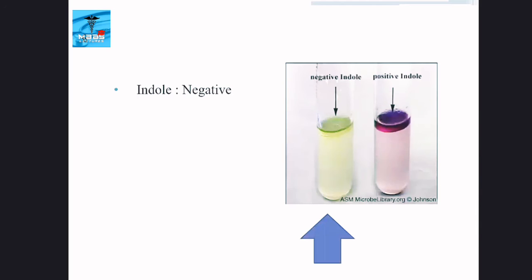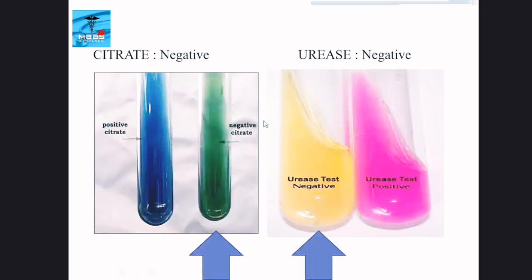Then about biochemical reactions. We get the indole test negative, so the purple ring is absent in the indole test. Then the citrate test is also negative. Then the urease test is also negative, that is, yellow color.